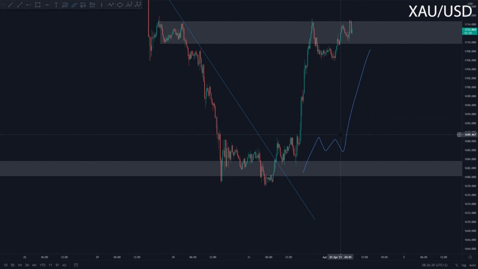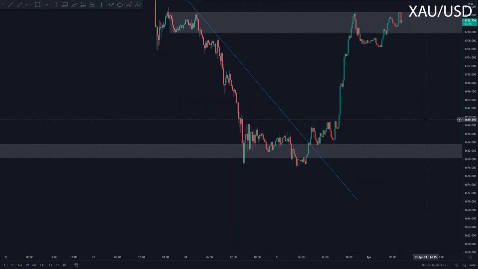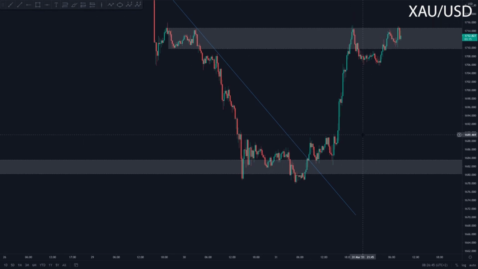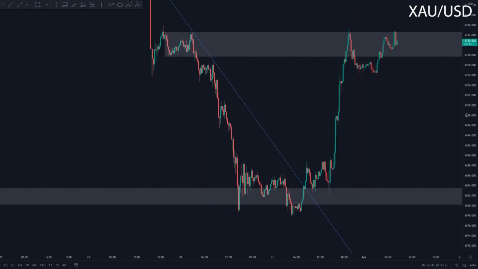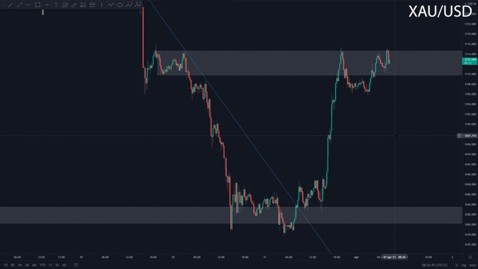I personally also took this position, sadly got stopped out at break even due to this wick over here, but it is what it is, nothing to do about it, on to the next one. However, glad that the analysis played out. It was a perfect break of structure. Yeah, nothing bad to say about it. So what can we expect next from gold for now?